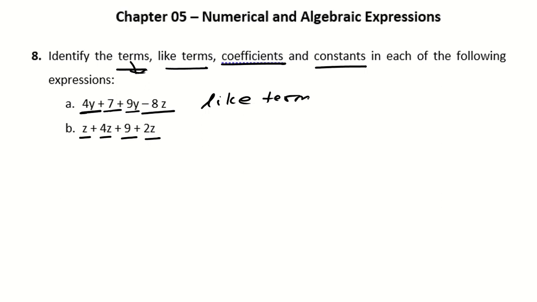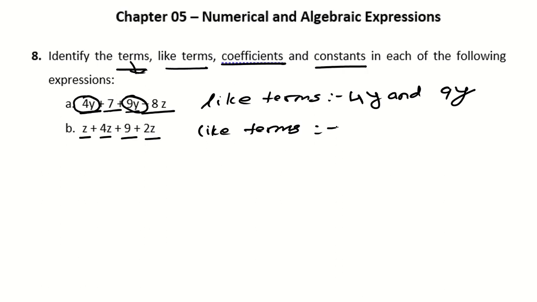Now for like terms, do you remember what I told you? For like terms, the variable should be the same and the power also should be the same. So you see 4y and 9y, they have the same variable and same power, so they are like terms. Here the like terms are, yes, did you say Z, 4Z and 2Z? This is correct, Z, 4Z and 2Z, because they have the same variable.